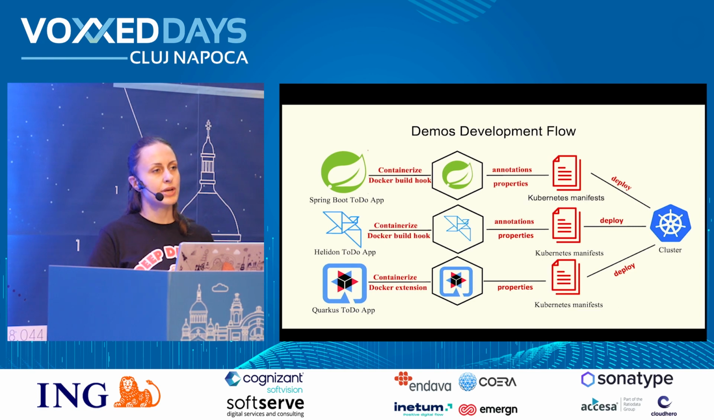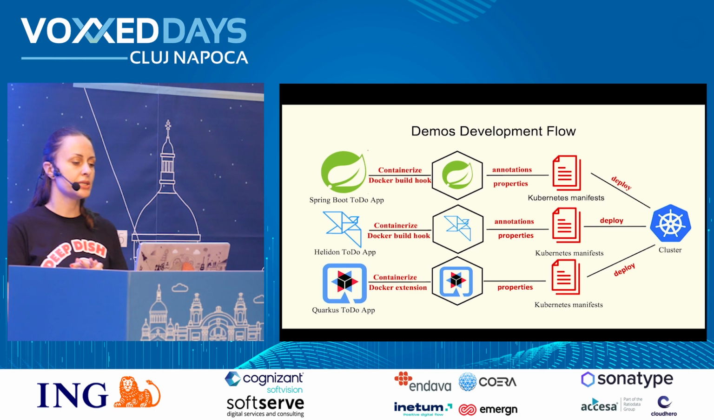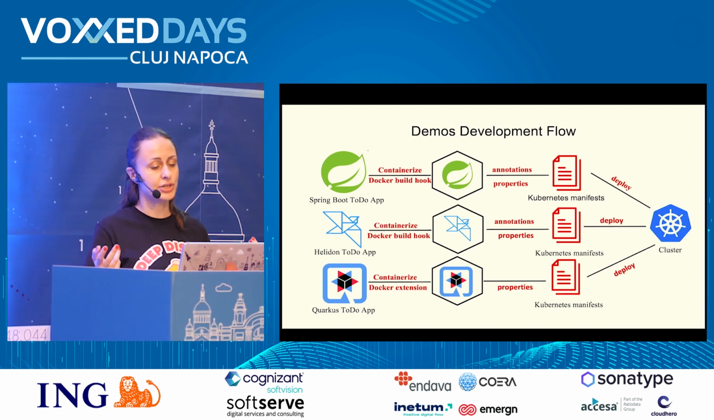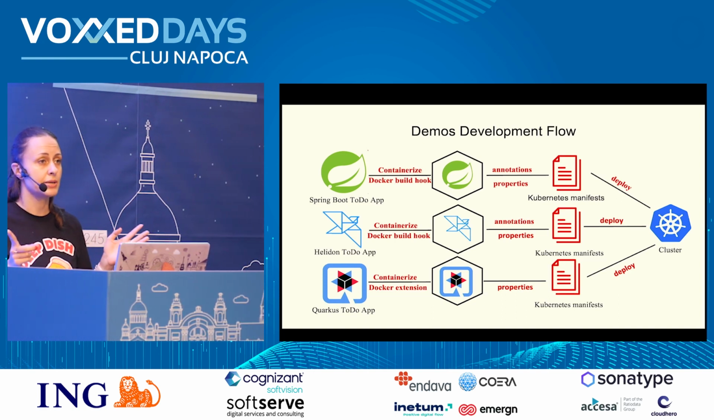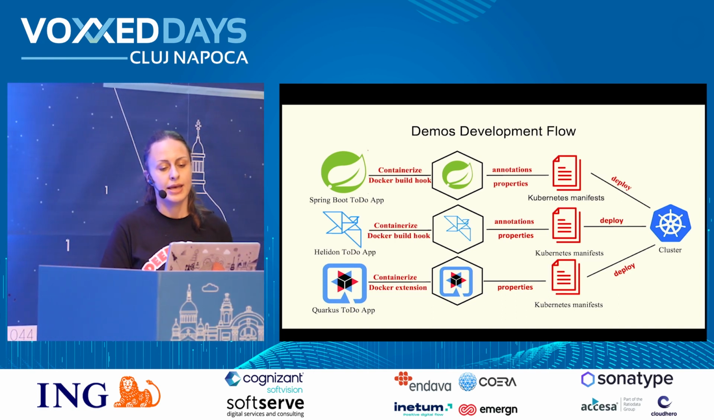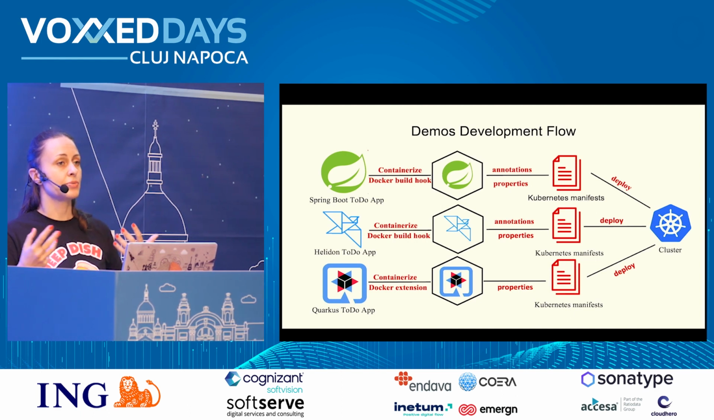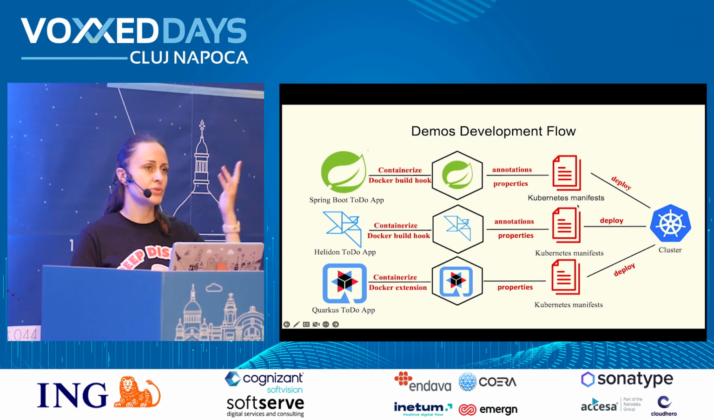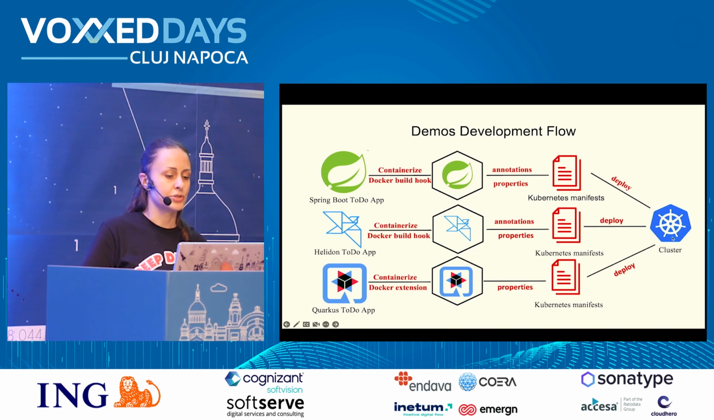Now for the SpringBoot and Helidon to-do app, I was able to use the Dekorate Docker build hook, which is another dependency that can help you to containerize your application if you already have a Docker file. After I'm using this, I'm able to build and push my container image to my registry. And afterwards, I can work with annotations and properties to generate Kubernetes manifests. Now, this is the case of these 2 frameworks. And then, using those Kubernetes manifests, I can just simply deploy to my desired Kubernetes cluster.